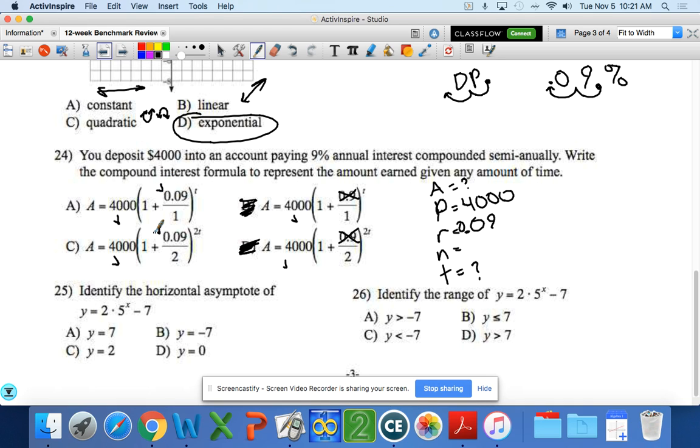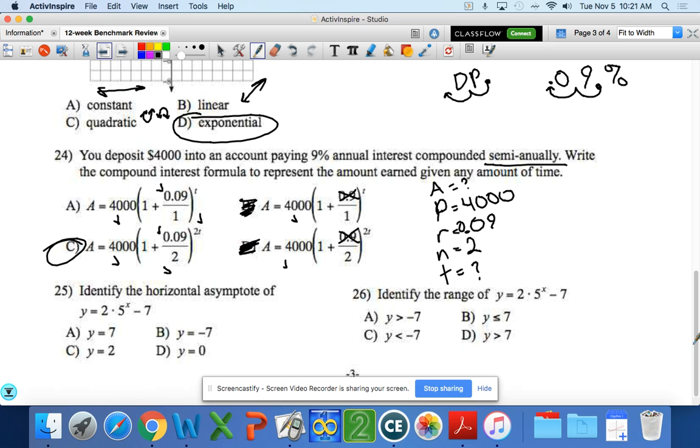So it must come down to this letter N, which is semi-annually. N is always found by looking for those key words. Annually, not annual, annually, semi-annually, daily, monthly, those sort of things, okay? Semi-annually means N should be 2. So that means our denominator needs to be 2, and the number up top needs to be 2. There we go. If you get confused over what that formula should look like, it is on the formula sheet. Please use it.